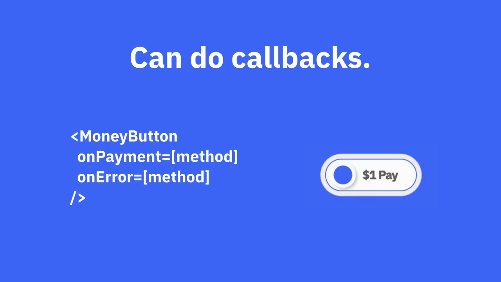Okay, so you can also do callbacks. This is necessary to respond to the payment. When you have a payment in your app, you can respond to it right away and do anything, such as display content behind a paywall or whatever it is that you want to do with Money Button.